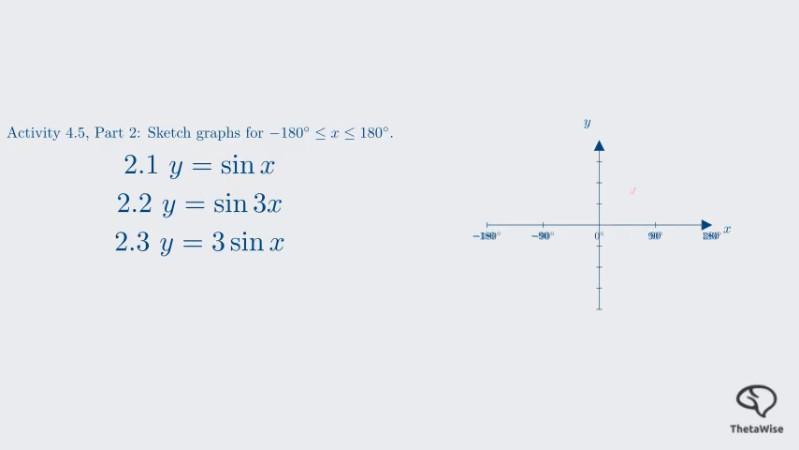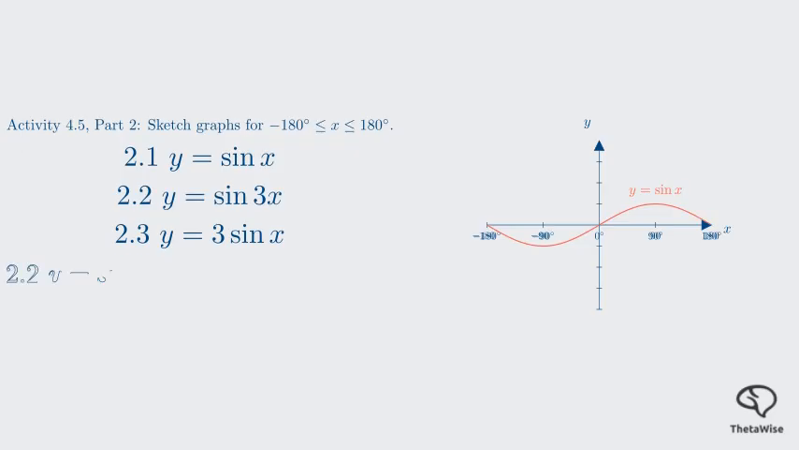Equation 2.1 is y equals sine x, our standard graph. We'll draw one cycle from negative 180 to 180. It starts at 0, goes down to negative 1 at negative 90, up to 1 at 90, and back to 0 at 180. Let's make this our solid red reference line.